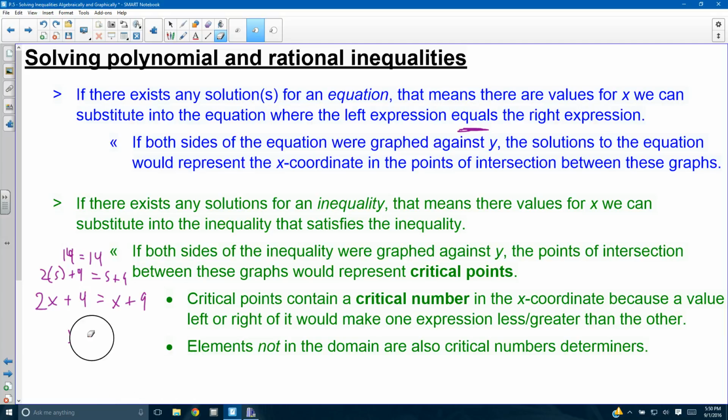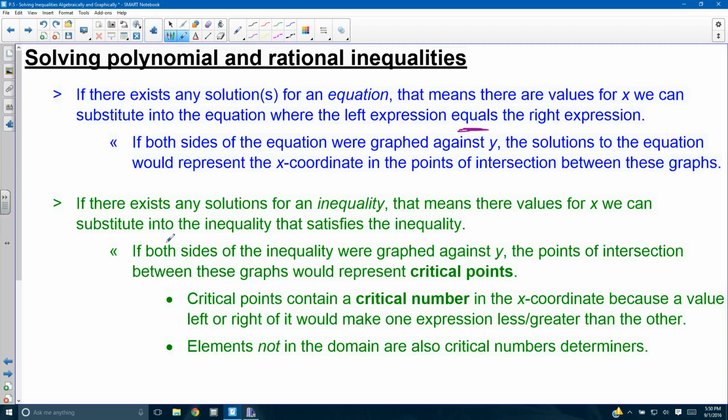In an inequality, when you compare the left and right side, what we're trying to do is satisfy the inequality. We're trying to say if the right side is greater than the left side or the left side is greater than the right side, then something's going to happen. So we're not trying to see where they're equal. We're trying to see where one's greater than the other.